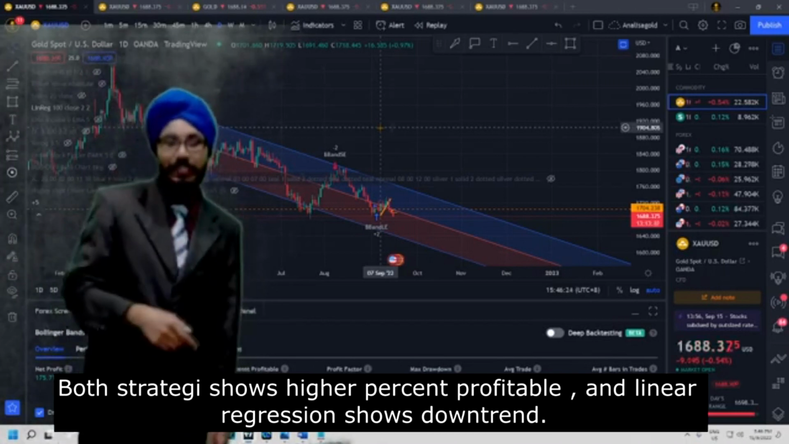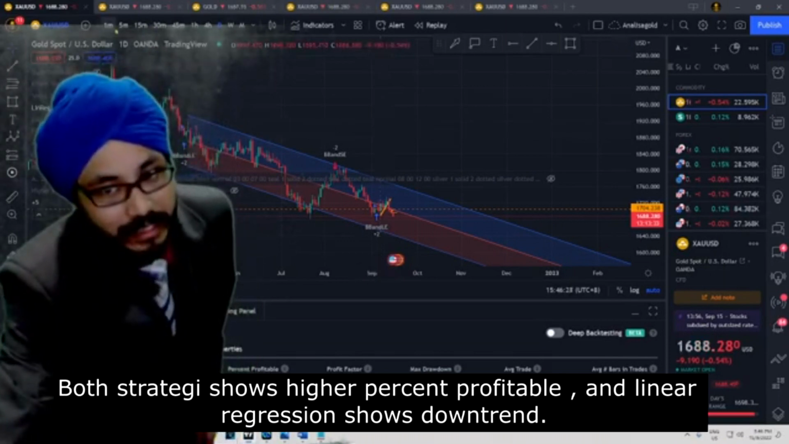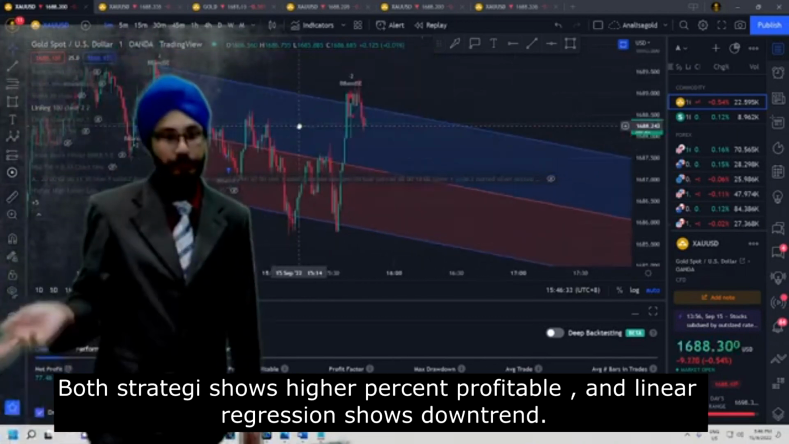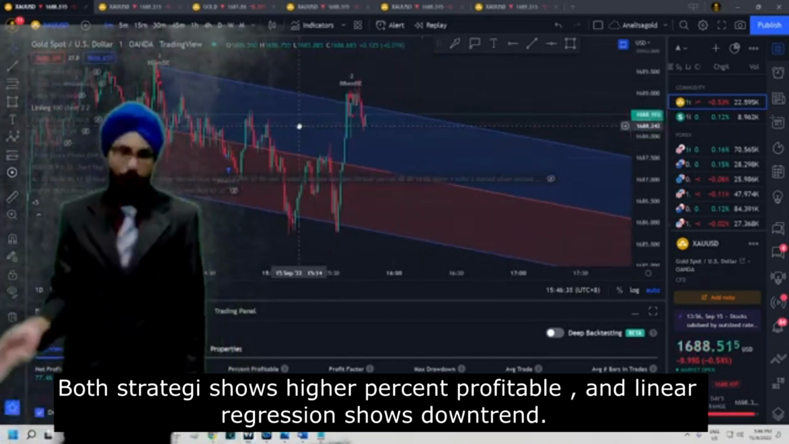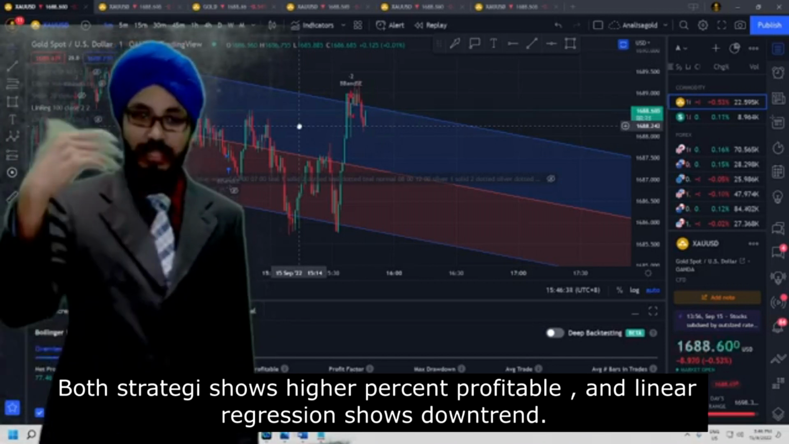Moving forward, if I want to go for a much lower time frame, I can go to 1 minute and see what my trend is over here. As I could see from the linear regression as well, it's also supporting a downtrend. Thus I can also go for a sell.